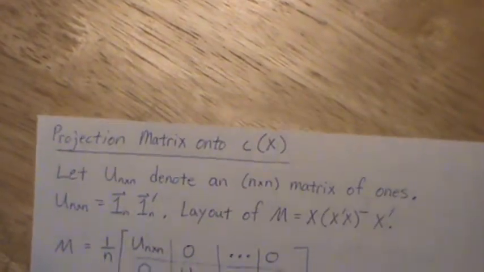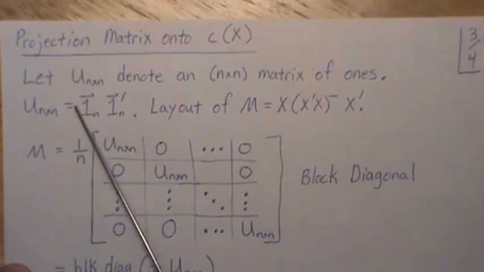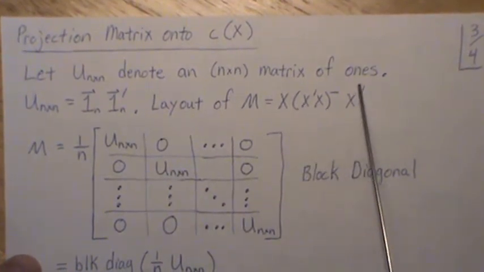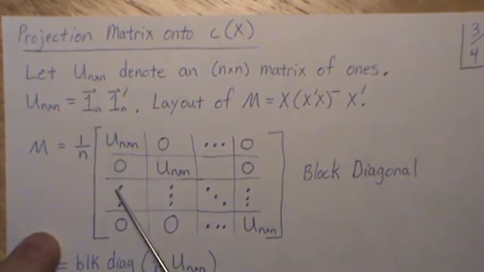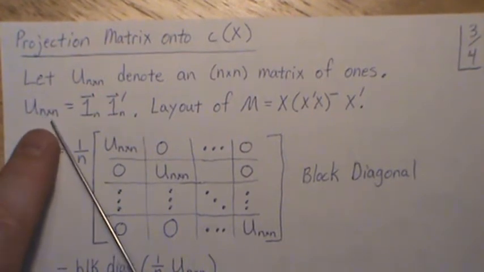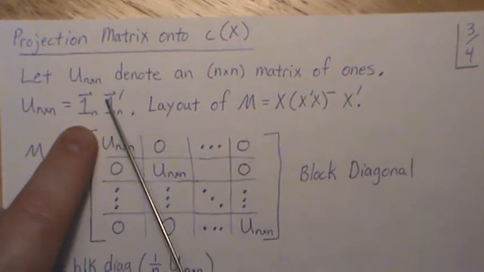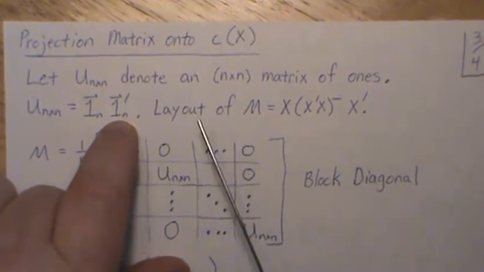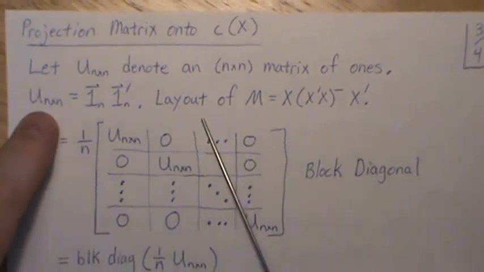So then let's look at the projection matrix onto the column space of X. First notation, U, and then subscript n by n denotes an n by n matrix of ones. Unitary or unary, that's the matrix of all ones. And it can be thought of as this. U n by n is actually a 1 vector of length n times a 1 vector of length n transposed. So this is n by 1, and then this is 1 by n, and it creates an n by n matrix of all ones.